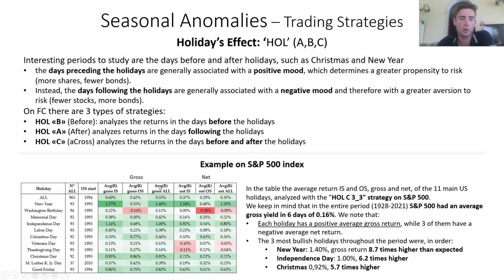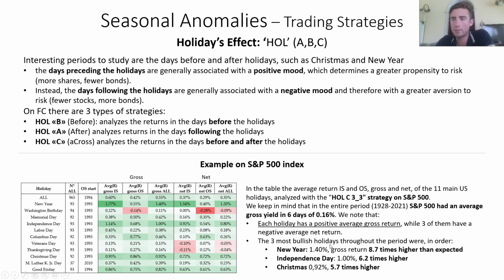And here we have 3 columns. The first one in-sample, out-of-sample, the central one, and then HOL, the last one, both for gross and net. We can see that each holiday has a positive average gross return, while 3 of them have a negative average net return. This is the column. You can see every row is green, meaning that each holiday has a positive gross return. The 3 most bullish holidays throughout the period were in order: New Year, 1.4% here, Independence Day, 1%, Christmas, 0.92%.